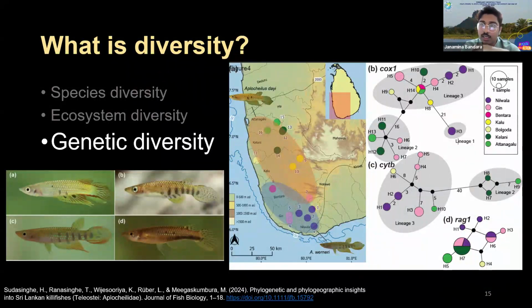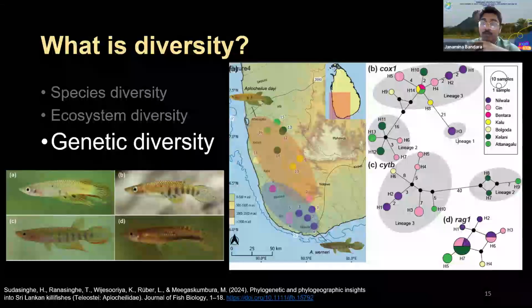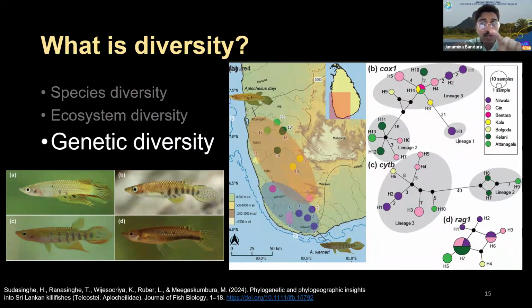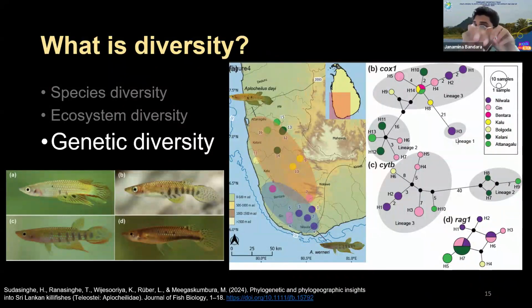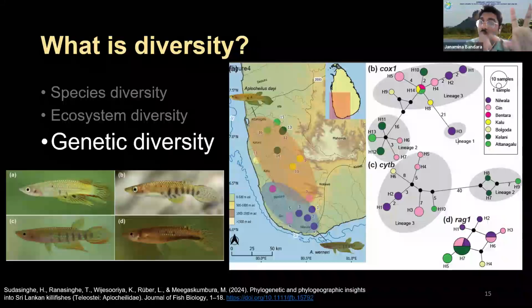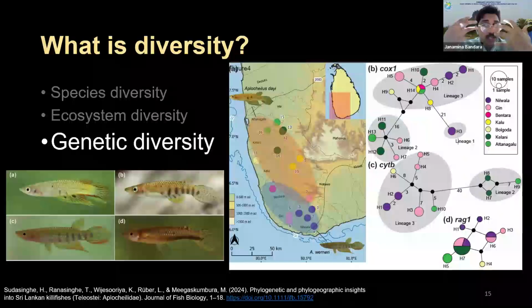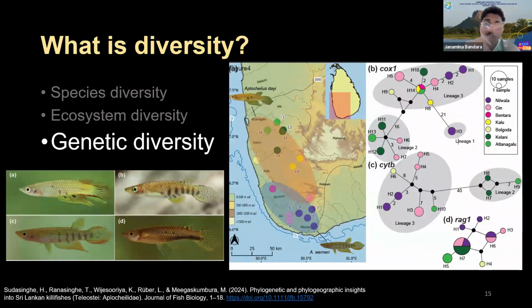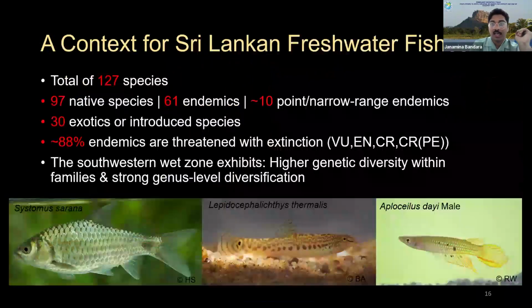This is another pillar that we have to make sure to conserve for future generations, because even in a single species, there might be different varieties, there might be different unique genetic lineages. Conservation means conservation of these lineages as well. So this is about the genetic diversity.